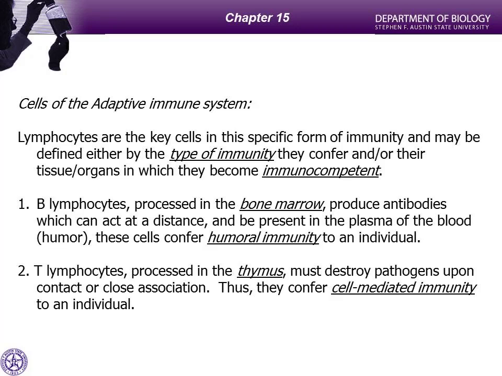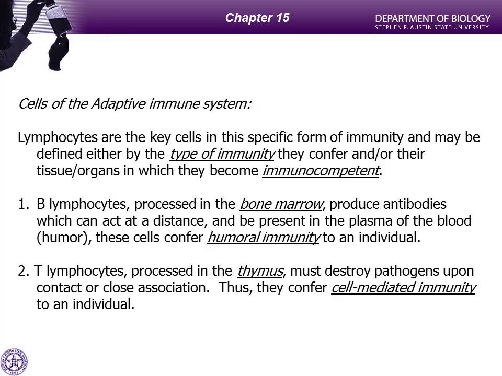Versus our T lymphocytes that mature in the thymus, and that's where the T comes from. These T lymphocytes are going to basically be cell mediated. They're going to directly bind to a cell and instruct it to be destroyed, or they're going to secrete materials near that cell that's going to kill it.